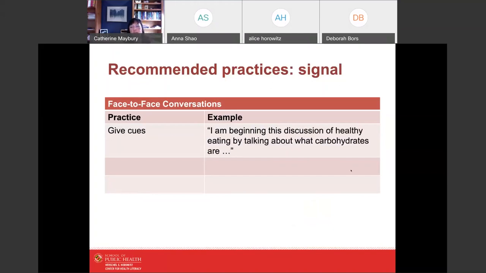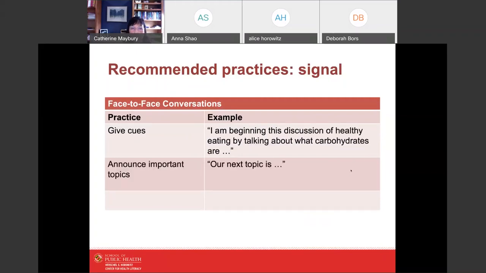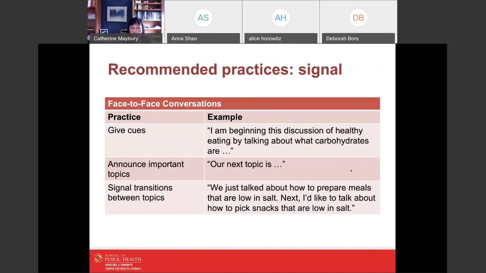So the first is we can give a cue by saying something like, I'm beginning this discussion of healthy eating by talking about what carbohydrates are. We can also signal by announcing our topics. We can say our next topic is exercise. Or we can signal transitions between topics. So we can say, we just talked about how to prepare meals that are low in salt. Next, I'd like to talk about how to pick snacks that are low in salt. So the transition there lets people know that you're finishing up one topic and you're moving on to the next.